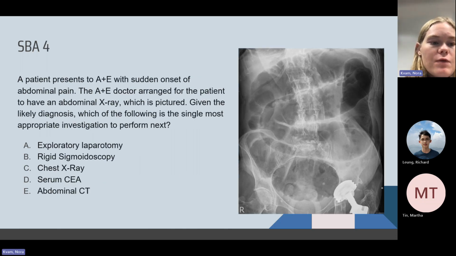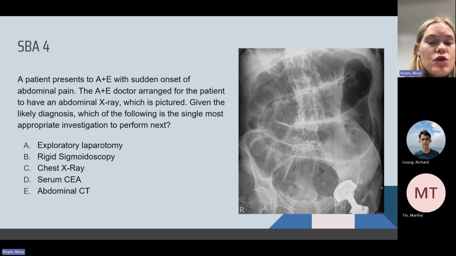So number 4, a patient presents to A&E with sudden onset of abdominal pain. The A&E doctor arranged an abdominal X-ray, which is shown here. Given the most likely diagnosis, which is the following most appropriate investigation?